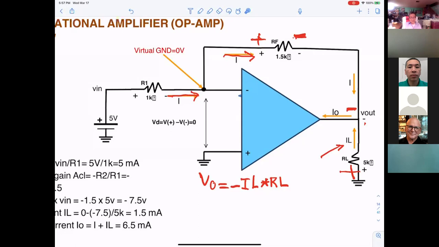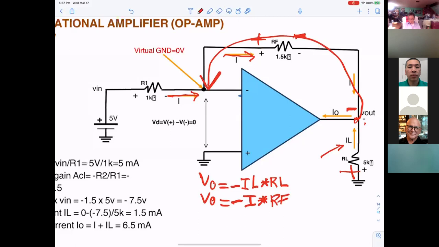Now I can say VL also can be, VL is a voltage measured from the output to the ground. So it can be measured from here up to here, output to the root, okay? So it can be equal to minus I times IF. That's the same V out. However, it does depend on the load.